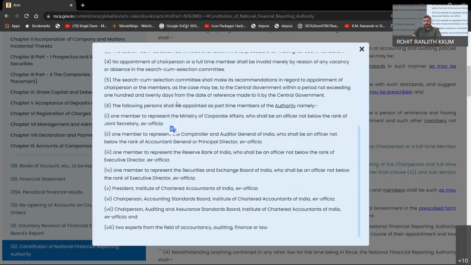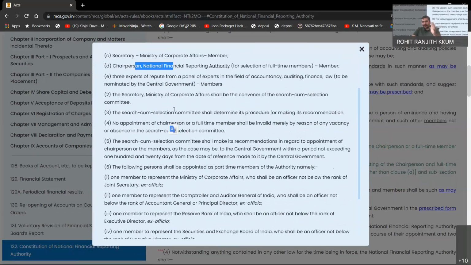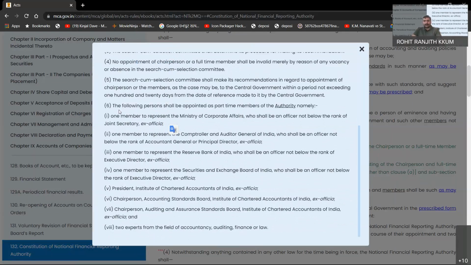Who can be the member over here? You look at. So first of all, there is one committee who will recommend us. These all are the people who can be the member in NFRA. One member from MCA, Ministry of Corporate Affairs. One member to represent the CAG. So one member will be taken from CAG. Let's see whether ICAI is there in the list or not. If it is not there, trust me guys, it would be the great insult. But I don't think so. They won't do that.